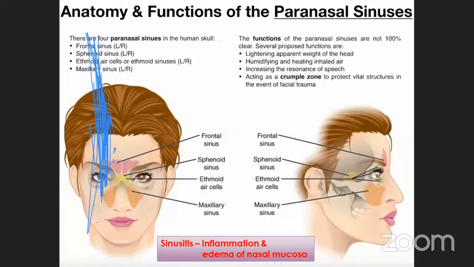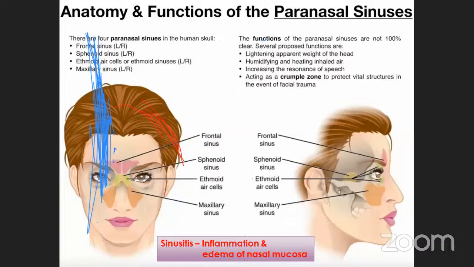Then, these sinuses are nothing but empty spaces. Is it clear? Its main function is to lighten the weight of the head. As the empty space is there, with no bone or any structure, ultimately it lessens the weight of the head. Then humidifying and heating of the inhaled air, it is involved in humidification, and it increases the resonance of the speech. It is again involved in the process of speech.